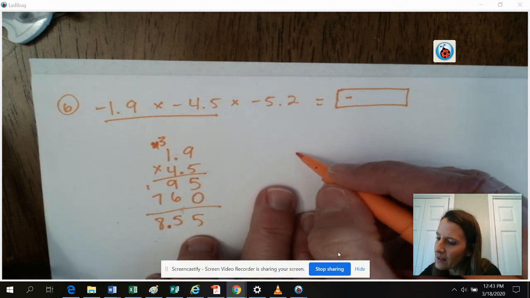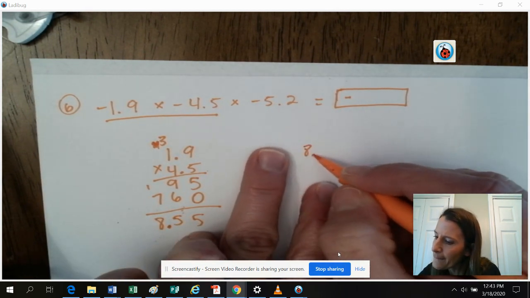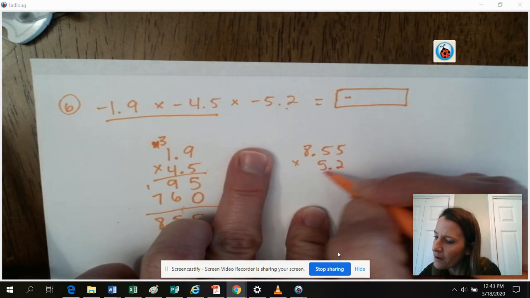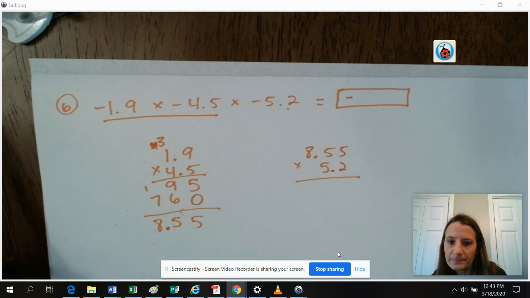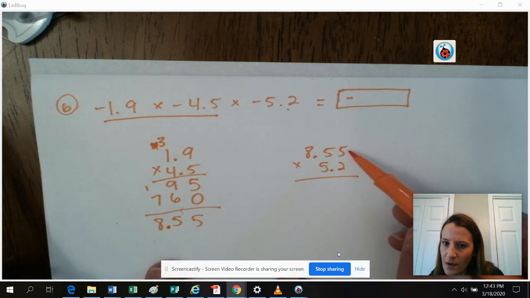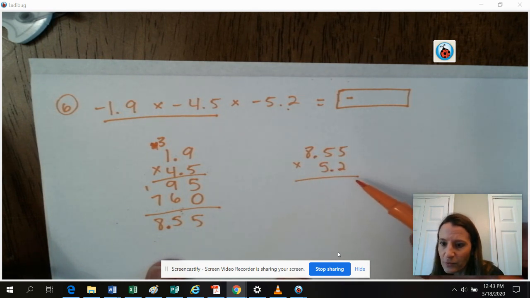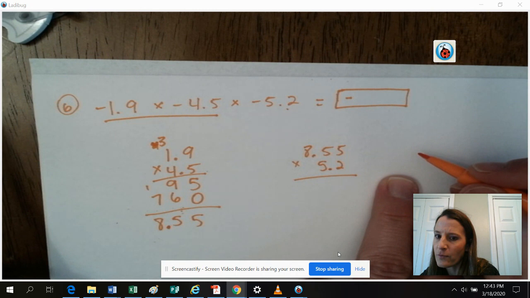So now we're going to take 8 and 55 hundredths and multiply it by 5 and 2/10. You do not have to line your decimals up when you multiply. All right, so let's talk about a reasonable answer real quick. If we round this up, we've got 9 times maybe about 5. 9 times 5 is 45. A reasonable answer would be around 45.